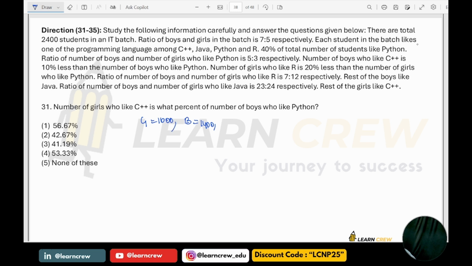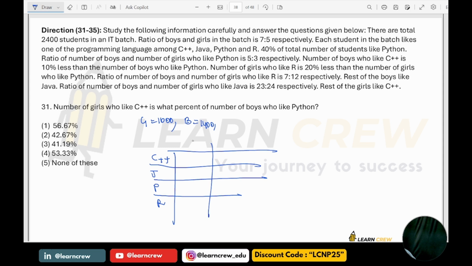Each student in the branch likes one of the programming languages C++, Java, Python and R. These are the languages. We have boys, girls, total. 40% of the total number of students like Python. 40% of 2,400 is 960. So this total is 960.